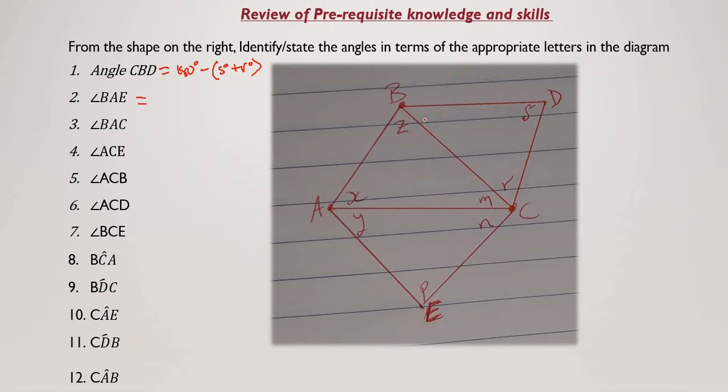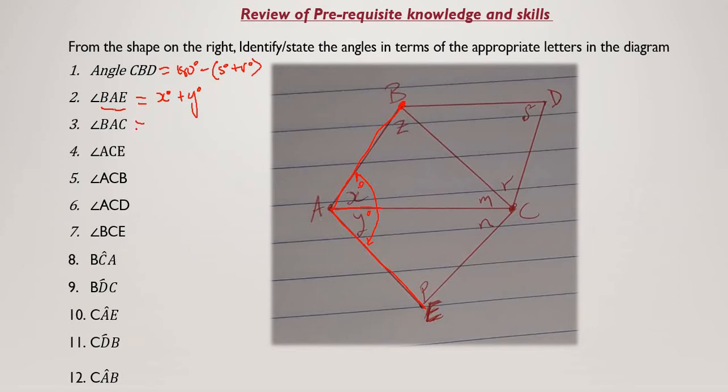All right. Angle BAE, going from B to A to E, will be what? Well, that will be the angle between the two lines, line BA and AE. And you can see that this angle here is divided into two parts, being angle X degrees plus Y degrees. When I add them up, I get the complete angle BAE.